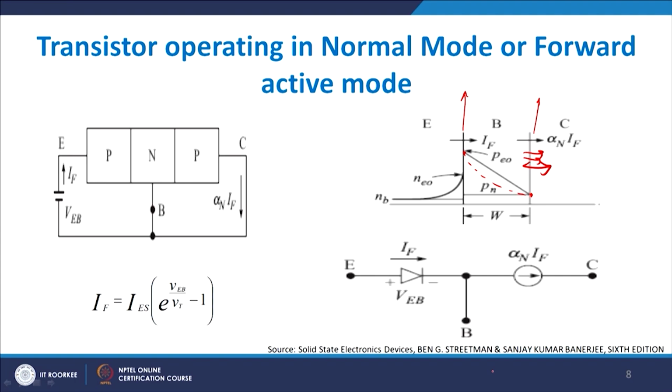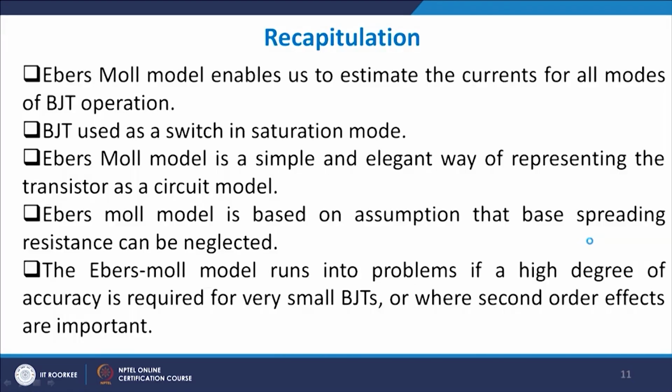So, if you look at this model, it is emitter, base, collector. In the emitter base collector, this VEB is nothing but the base to emitter forward resistance, IF is the forward current, and alpha_N into IF is basically the collector current which is to be developed.